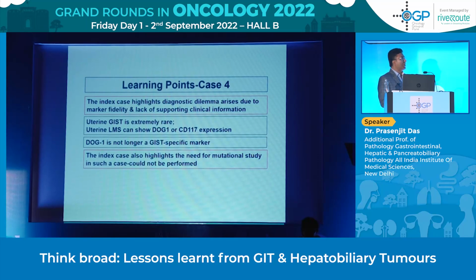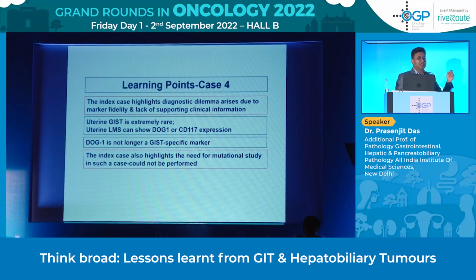So what is the learning point from case 4? The index case highlighted a diagnostic dilemma which can arise due to marker infidelity as well as lack of supporting clinical information. If the previous tumor was misdiagnosed as an endometrial stromal tumor, that may have caused all this problem, and the patient, obviously, the chemotherapy was not proper. Uterine GIST is extremely rare. Please remember, GIST can also arise in the uterus.